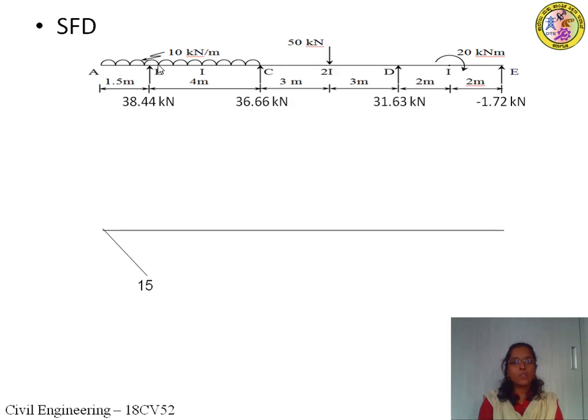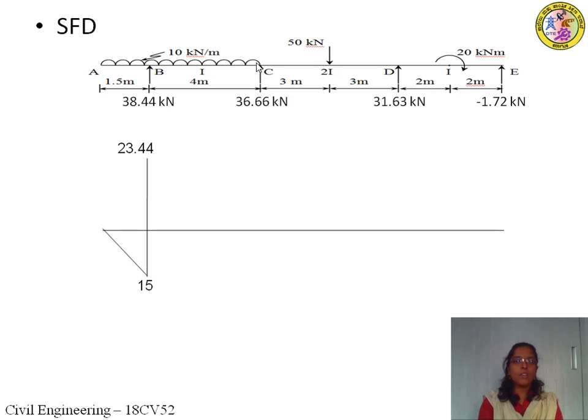Next, shear force to the right of B is minus 15, and then we have an upward force of 38.44. Therefore, minus 15 plus 38.44, that will be equal to plus 23.44. This is the shear force to the right of B.